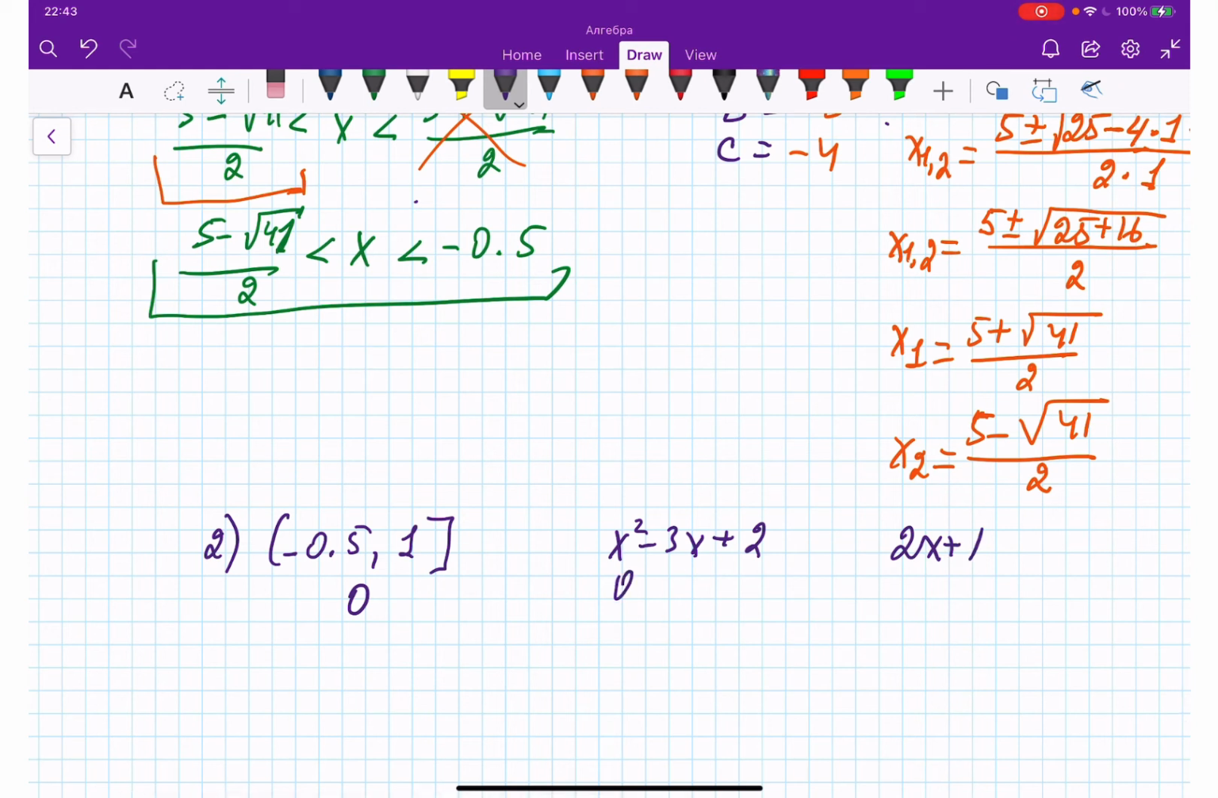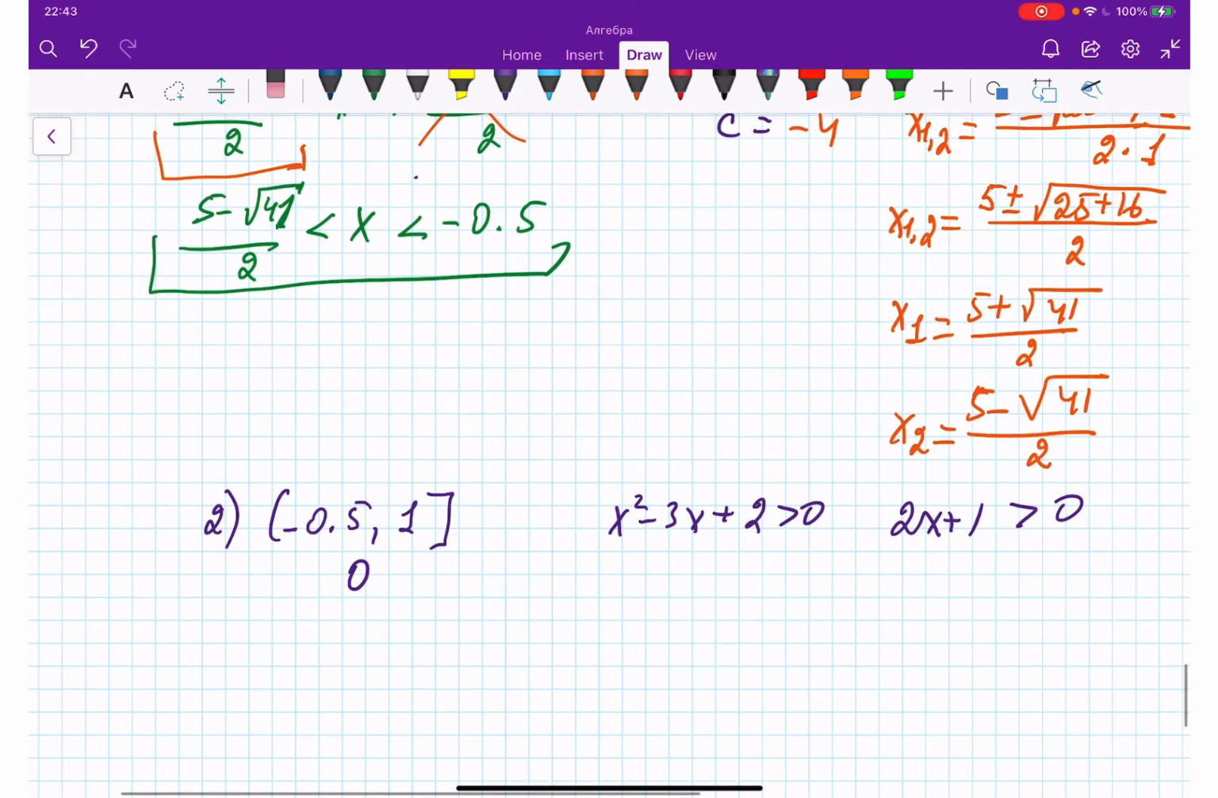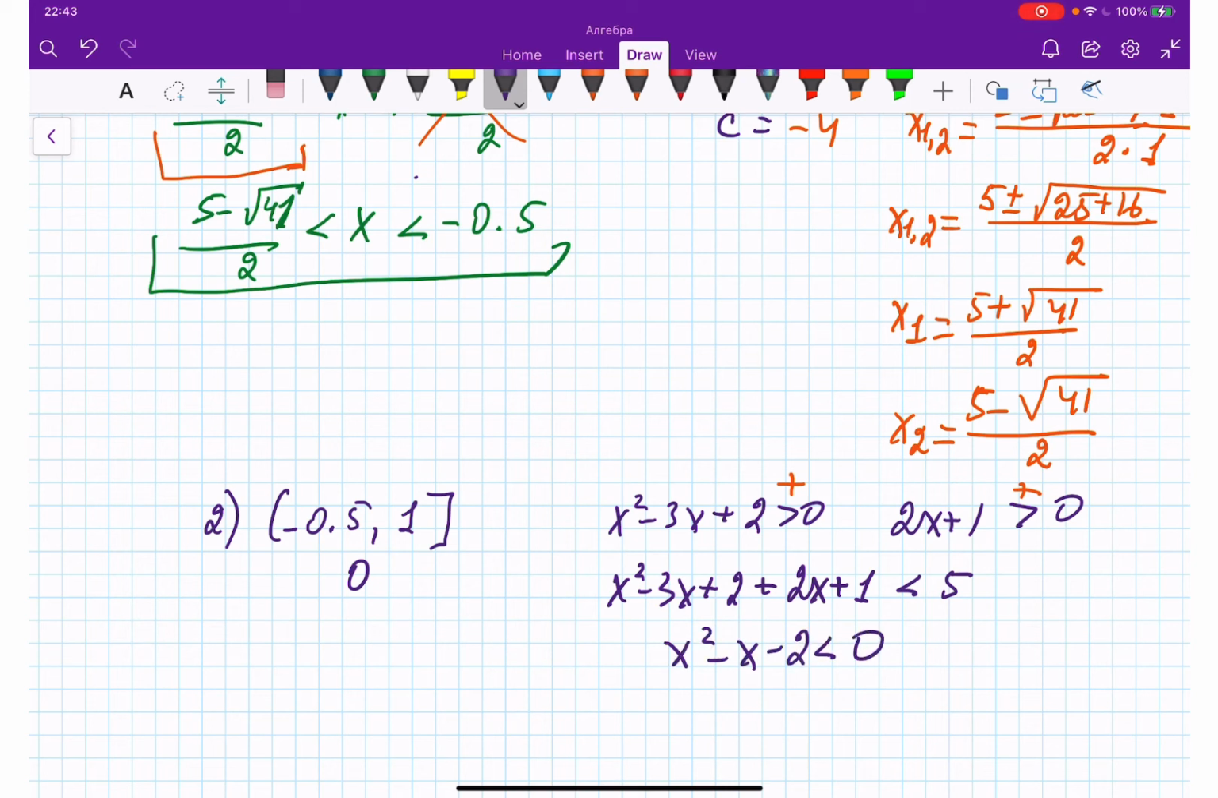So if I plug 0, I get positive 2, which is going to be greater than 0. Plugging 0 into 2x plus 1, it's going to be greater than 0. So both of them are plus and plus, which means x squared minus 3x plus 2 plus 2x plus 1 was less than 5, right? So if we simplify, we are going to get x squared minus x minus 2 less than 0.